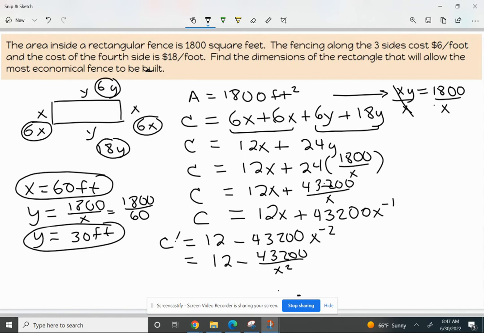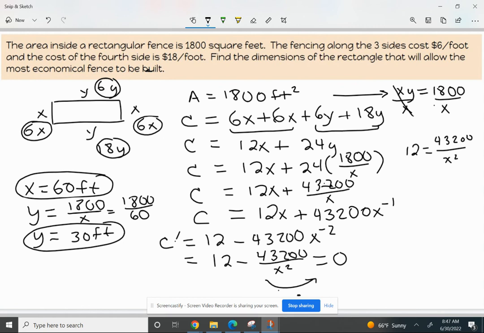So the minimum, or maximum, if it was that kind of problem, is going to happen where the derivative is equal to 0. So I know that the minimum has to happen when that derivative is equal to 0. I could solve this to get the 60 if I had to. If it was me, I would add the 43,200 over x squared to both sides to get rid of it. I'm running out of room here. So if I added that to the other side, I'd have 12 on the left and 43,200 over x squared on the right.